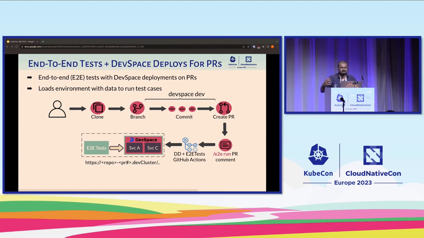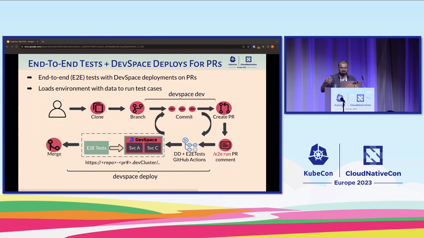configures the environment with loading up data. All the manual steps are automated, and E2E tests are run against that environment and provide the results back into the pull request. And again, we get a URL so that developers can test against that. Here, same as before, repo dash PR number. And again, developers can test it. They can develop using DevSpace dev, and they can redeploy their changes using the GitHub Actions. And this part would be considered DevSpace deploy.